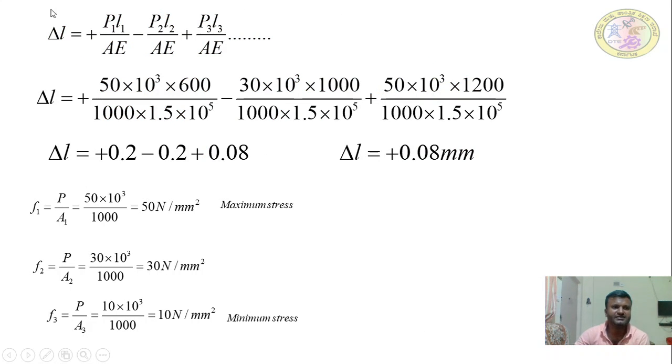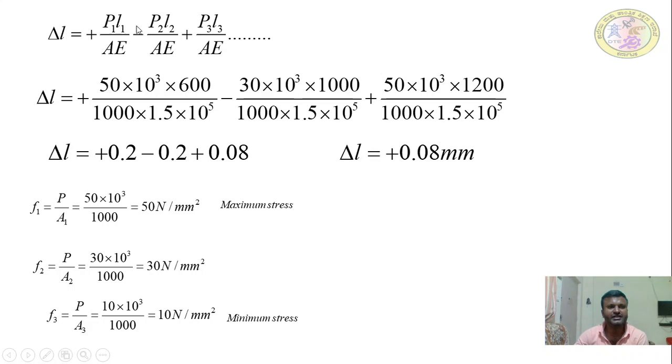See here, delta L is the total elongation, which is equal to P1 L1 by AE, plus P2 L2... P1, L1 represent member 1, that is AB. P1 is the force in member AB, and L1 is the length of the bar AB. Next, minus P2 L2 divided by AE, because AE is common here. The cross-sectional area is also the same, and Young's modulus of elasticity is also the same.